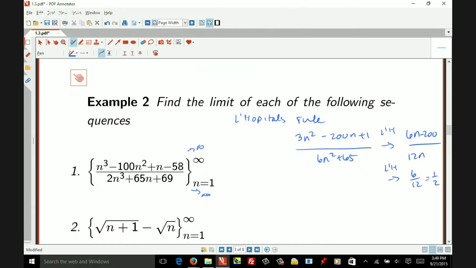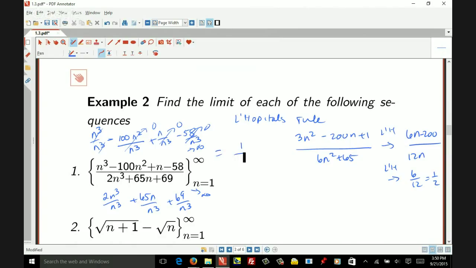Or you can divide by the highest power of n in your denominator. So you'd have n cubed over n cubed minus 100 n squared over n cubed plus n over n cubed minus 58 over n cubed, divided by, in the denominator, 2n cubed over n cubed plus 65n over n cubed plus 69 over n cubed. Yeah, the n cubes become 1 and everything else goes to 0. So in the numerator you get a 1, and in the denominator you're going to have a 2 and everything else goes to 0.